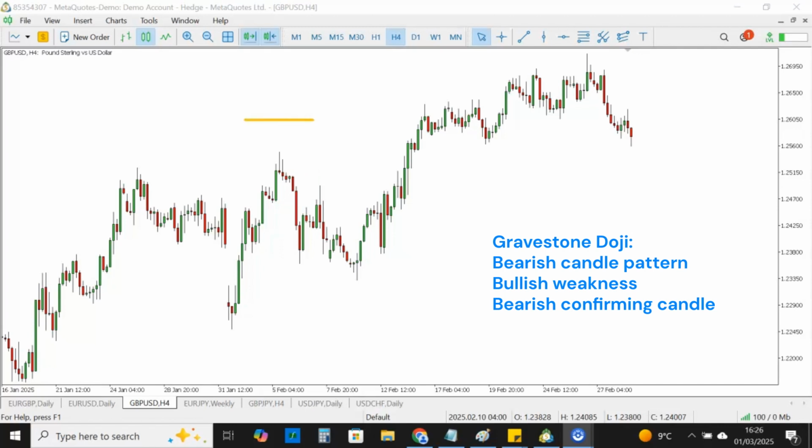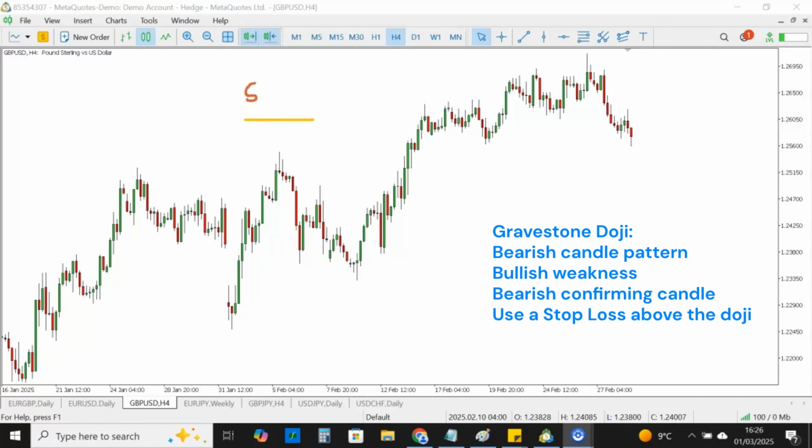Common mistakes: trading without confirmation, not using a stop loss, remember, and ignoring the market context. Remember, it's not perfect. It can produce false signals. It could sometimes just show indecision. You need other indicators for confirmation.